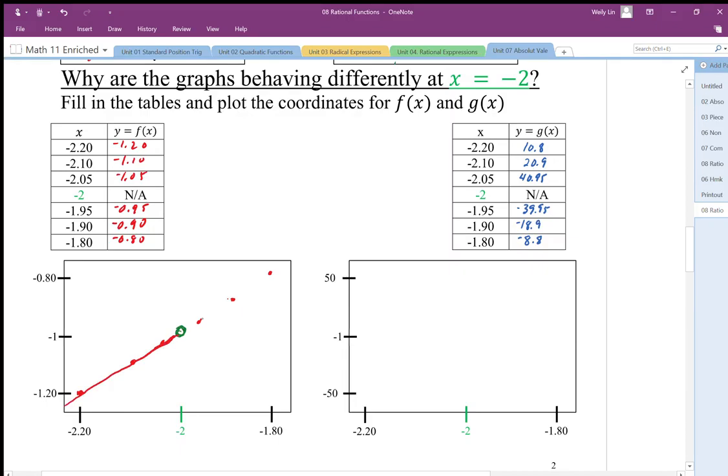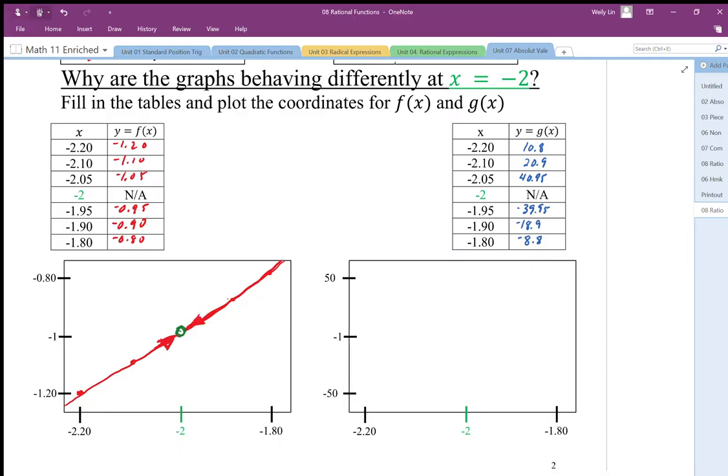If we plot even closer points, we're going to get closer and closer to that value, and it looks like everything's converging to -1, but then all of a sudden we're not allowed to get to -1, so we end up with a hole there. Coming in this direction, we're approaching -1. In this direction, we're approaching -1.